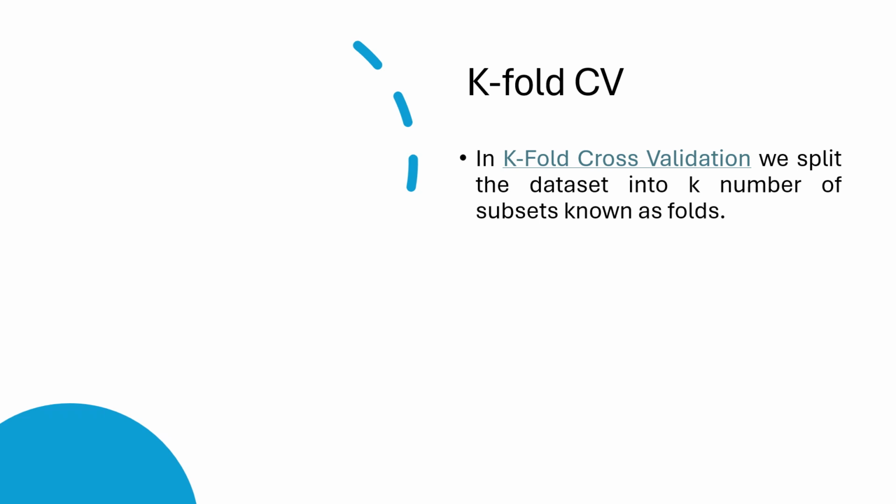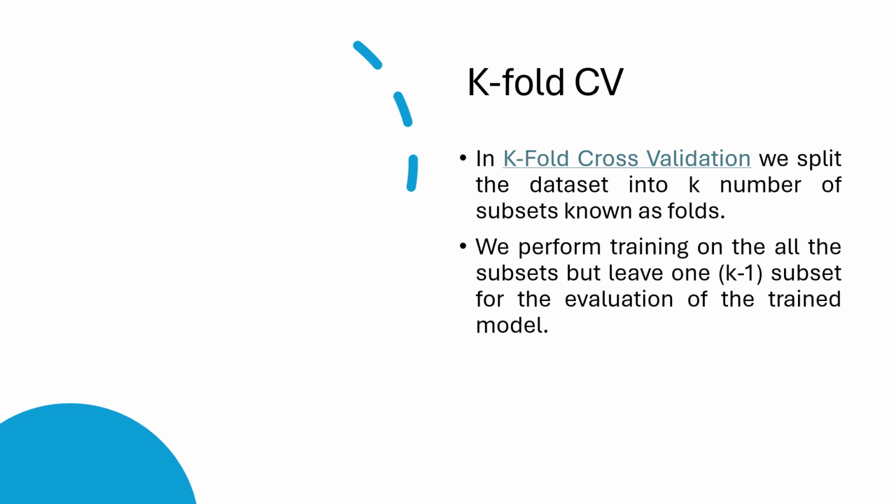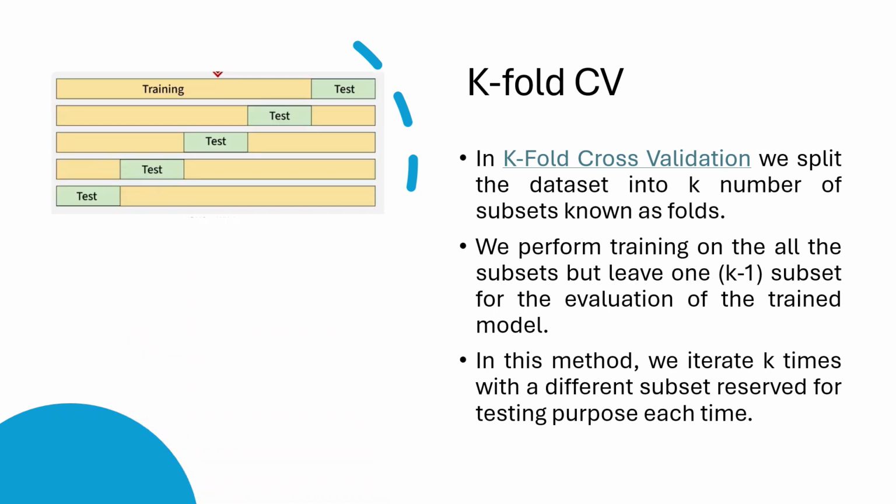In K-fold cross-validation, we split the dataset into K equal subsets, which are called folds. We train the model on K minus 1 folds and test it on the remaining fold. This process is repeated K times, each time using a different fold for testing. Finally, we average the results across all folds to get the final performance measure.